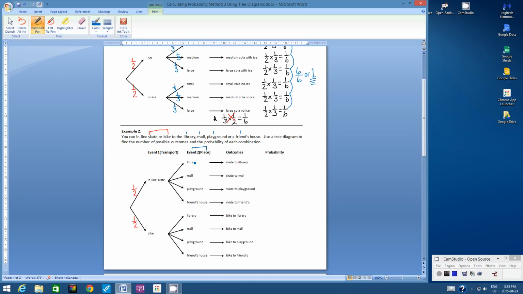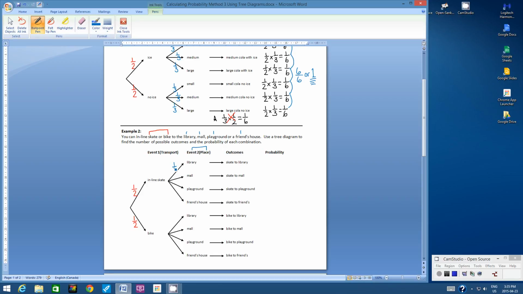Okay, so now let's look at the next event. I want you to completely ignore the first event. How many options or outcomes do we have? We have 4. We can go to the library, we can go to the mall, we can go to the playground, or we can go to a friend's house. So for each branch, what is the fraction? What is the probability?